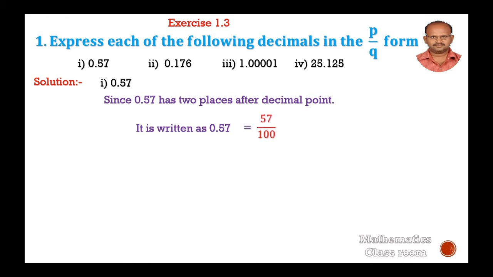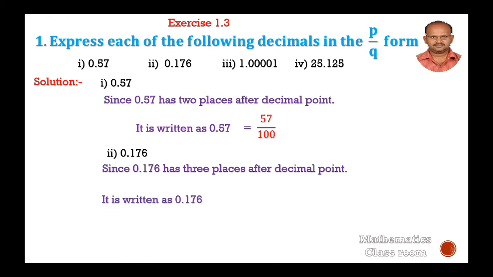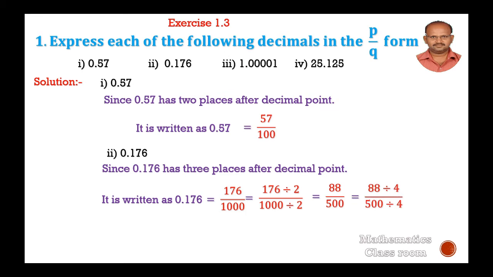57 by 100. Then go to the second one. Since 0.176 has 3 places after the decimal point, it is written as 0.176 is equal to 176 by 1000. Dividing numerator and denominator by 2, we get 88 by 500. Then after dividing numerator and denominator by 4, the final answer is 22 by 125. Go to the third problem.